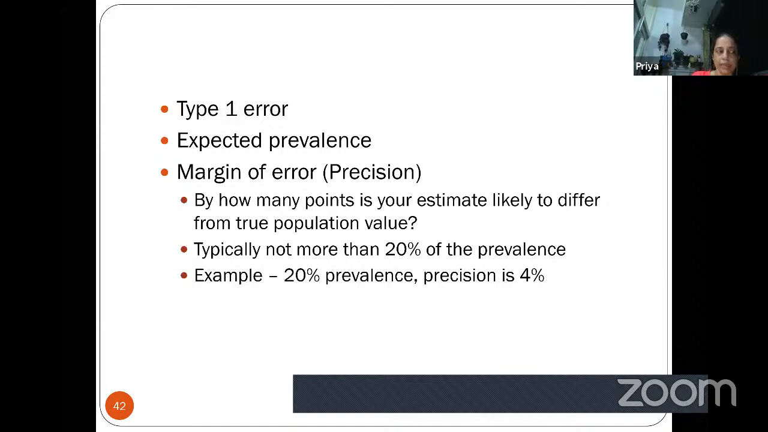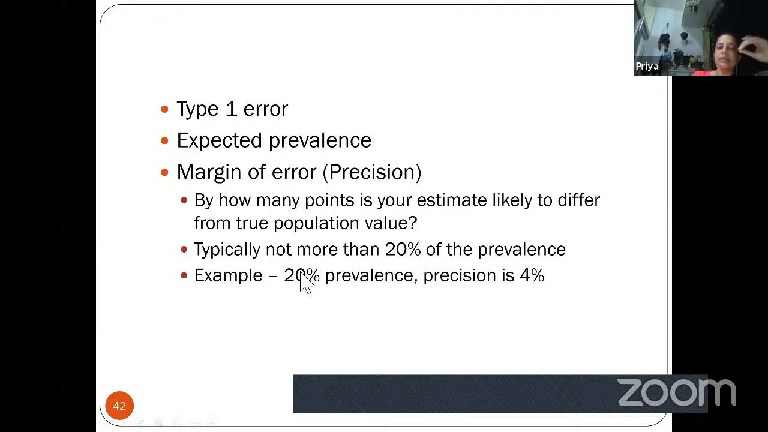So if you find that the prevalence of a particular condition is X, how confident are you that that is the real prevalence? The second thing is, what is that prevalence that you're expecting? Is it 30%, 40%, 50%? And margin of error, how precise do you want to be? So by how many points is your estimate allowed to differ from the true population value? I'll follow this up with an example which might make it a bit clearer.